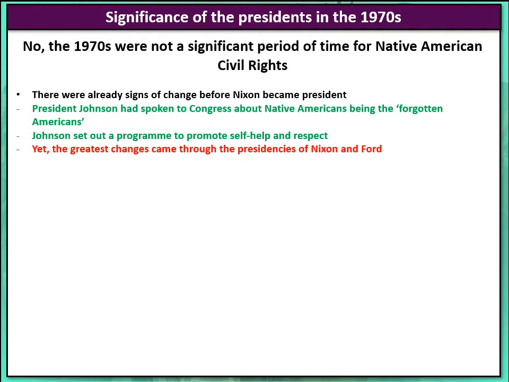In the 1960s, civil rights was obviously a very prominent agenda in US domestic politics, and President Johnson had already spoken to Congress about Native Americans being the forgotten Americans, and he had already set out a program to promote self-help and respect. Yet, that program never comes to fruition in the sense of actual results, and so we can counter this by saying the greatest changes came through the presidencies of Nixon and Ford, and then later Carter. So this is an argument we can make, but it is a weaker one.